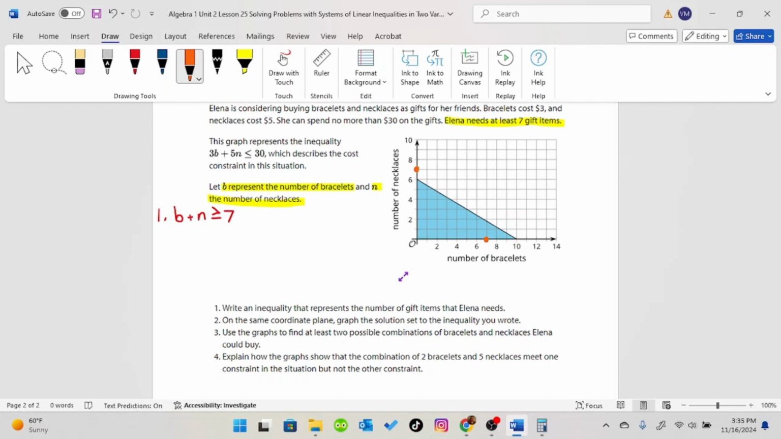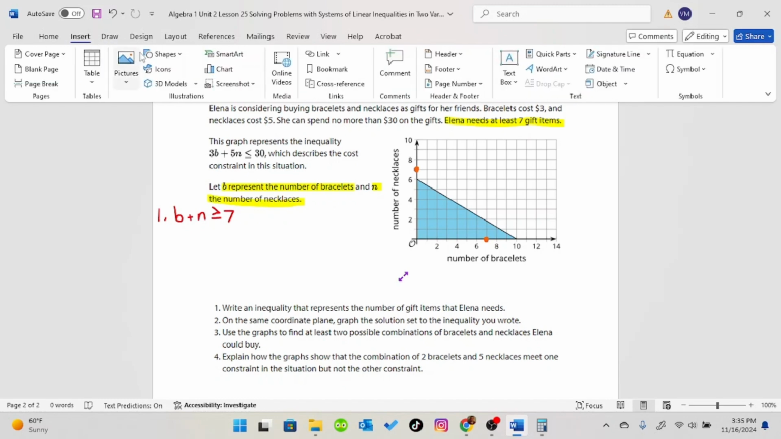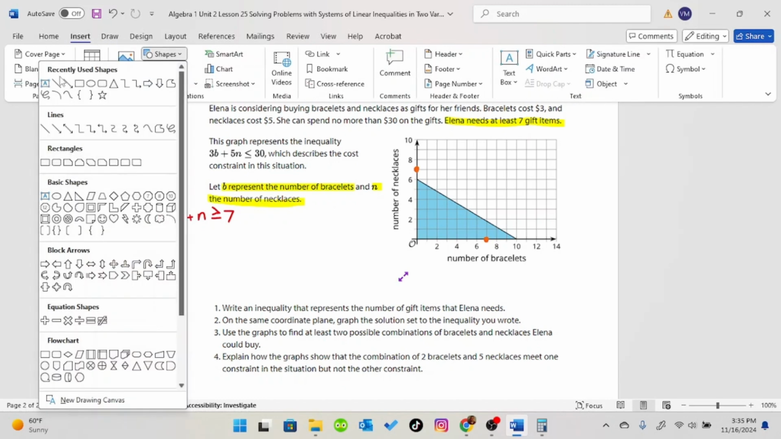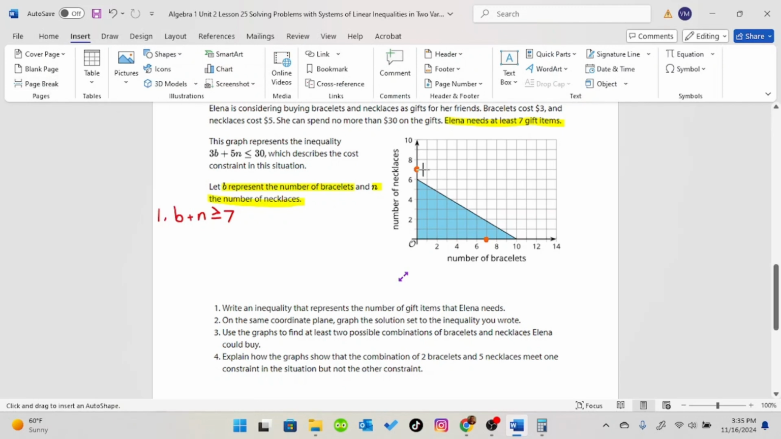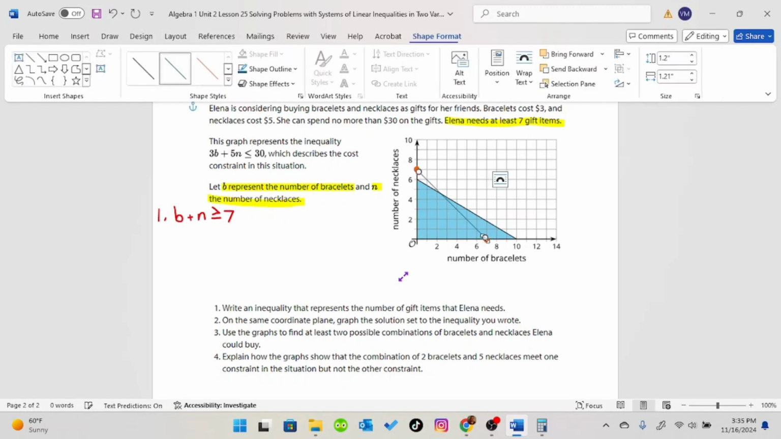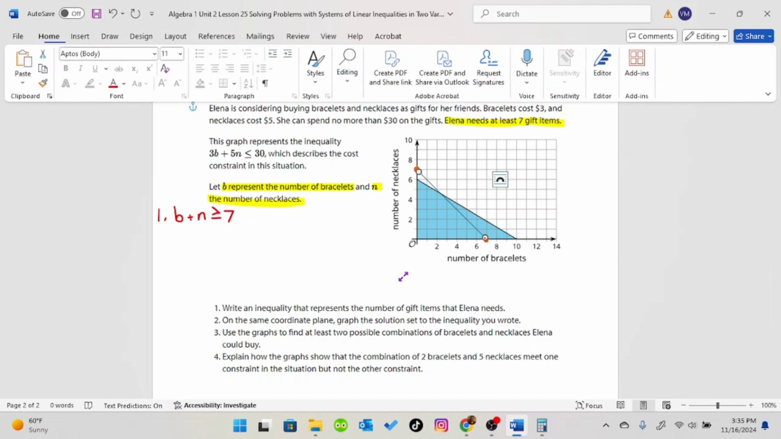And because this is greater than or equal to, that "or equal to" means we are counting the points on the line. So we're going to use a solid line. So now we have our solid line connecting them.